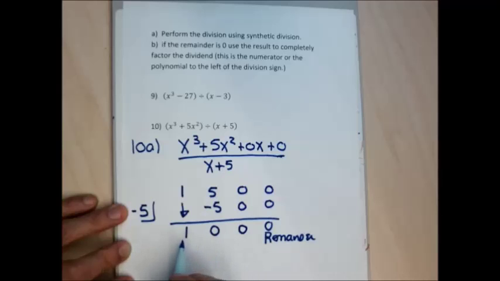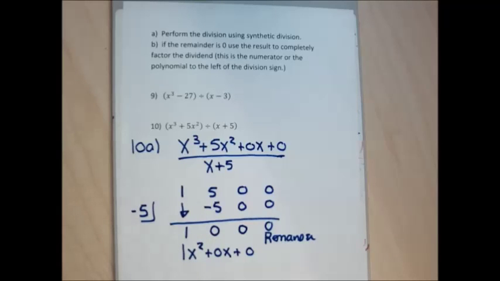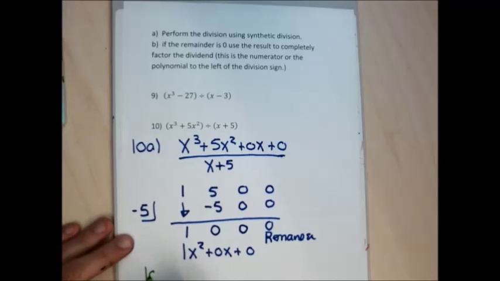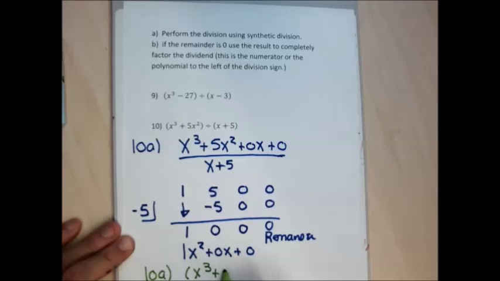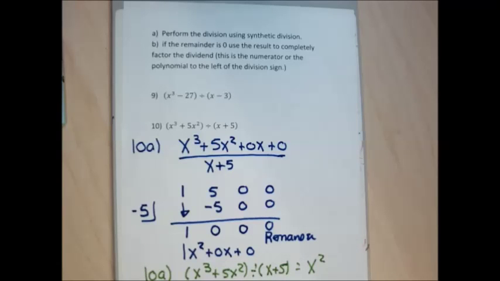What a strange answer. This answer is 1x squared plus 0x plus 0, because this is the x squared term, this is the x to the first power term, and that is the constant term. So this whole division just comes out to be x squared. My answer to part 10a is that this division problem, x cubed plus 5x squared divided by x plus 5, just equals x squared. That's really kind of a surprising answer.